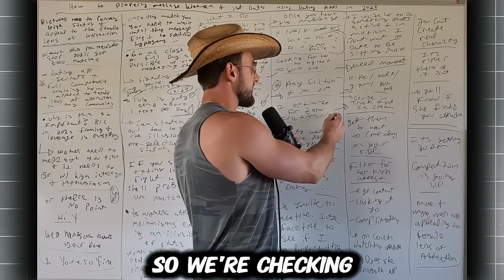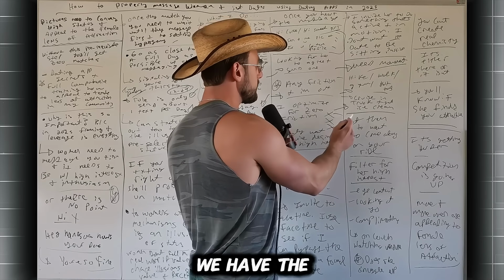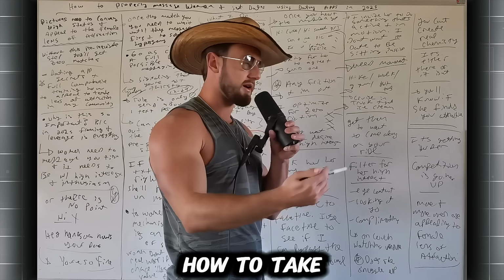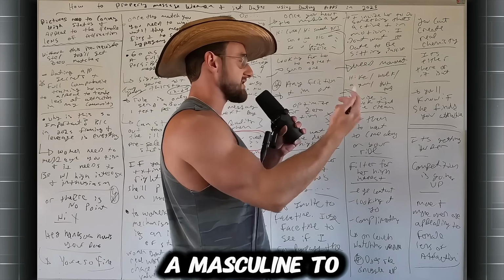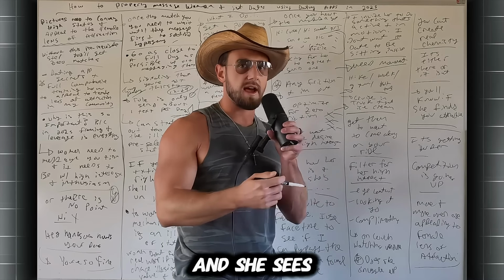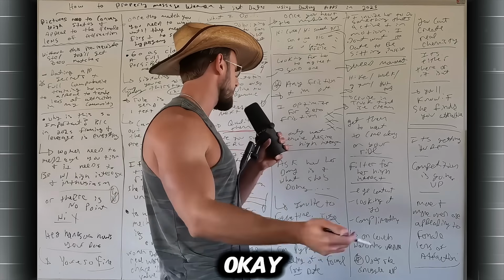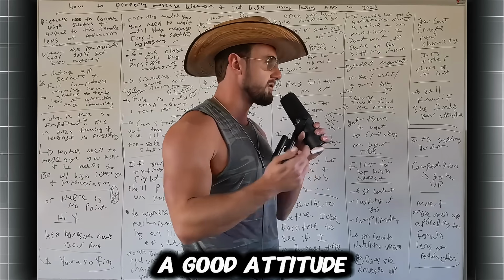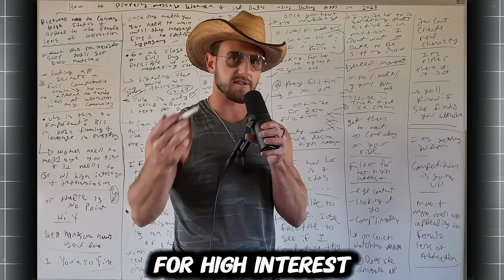So we're checking off a lot of boxes when it comes to her attraction mechanisms. We have the photos that prove competency, that we know how to take a good high status photo. Our communication's on point because we've created a masculine to feminine polarizing dynamic. We FaceTimed her and she sees that our personality's not awkward. Now she has really high interest. So she's probably going to agree to these things and she's probably going to have a good attitude when she comes because she's excited to meet you. You're only filtering for high interest on that date.